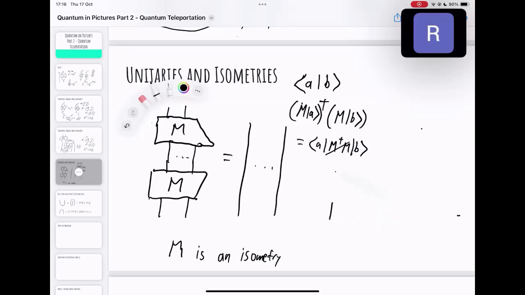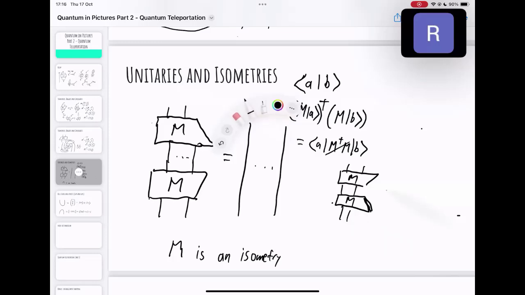And furthermore, if you have the same equation, but flipped around. So if I had the original matrix written like this, and then I flip it around and pre-compose it with its dagger, that equals identity as well, then you would say M is unitary. Okay, so this will be useful later when we talk about quantum teleportation.